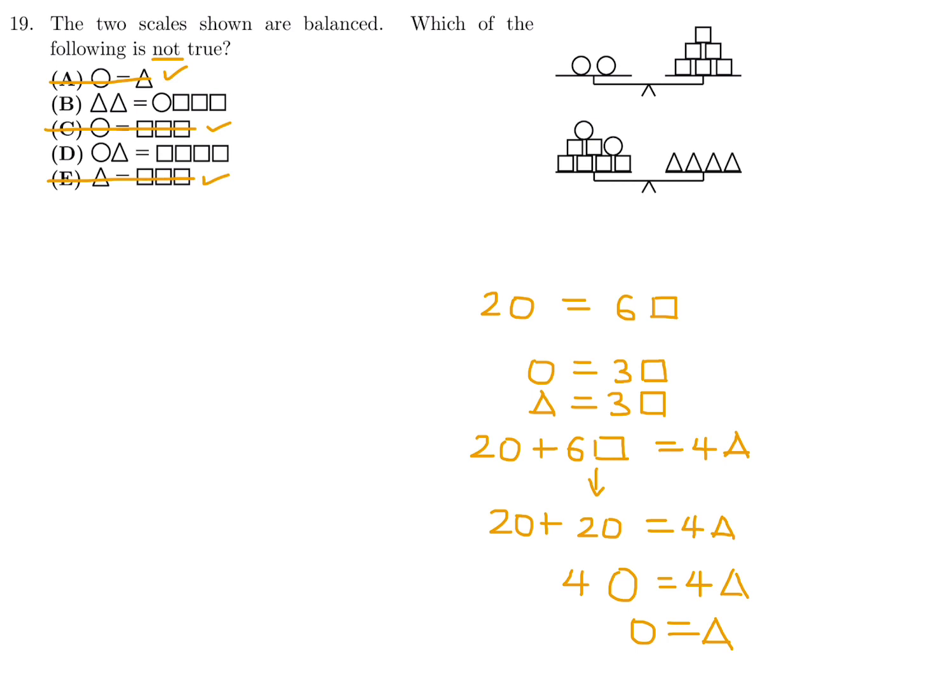And then this one right here, triangle, triangle. Well, 1 triangle is equal to 3 squares, so 1 triangle is going to be 3 squares like that. But then a triangle itself is equal to a circle. So 2 triangles are equal to a circle plus 3 squares, which means this is true. So by process of elimination, the one that's not true for number 19 is D.